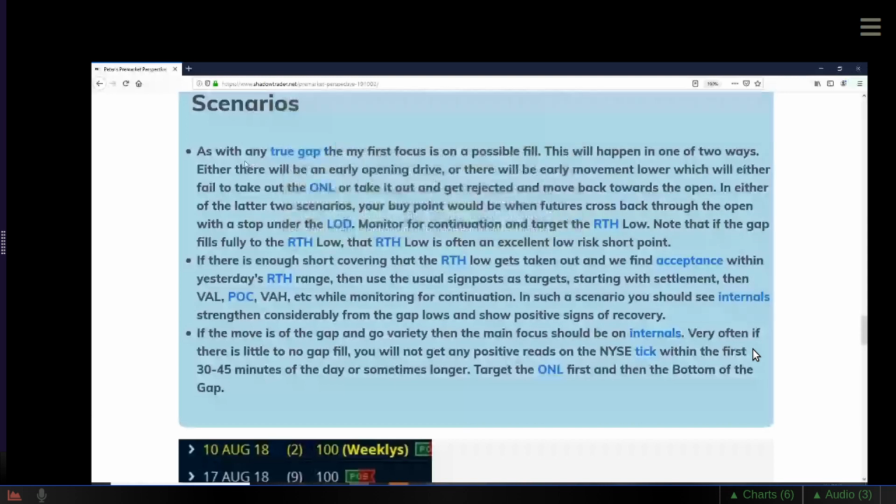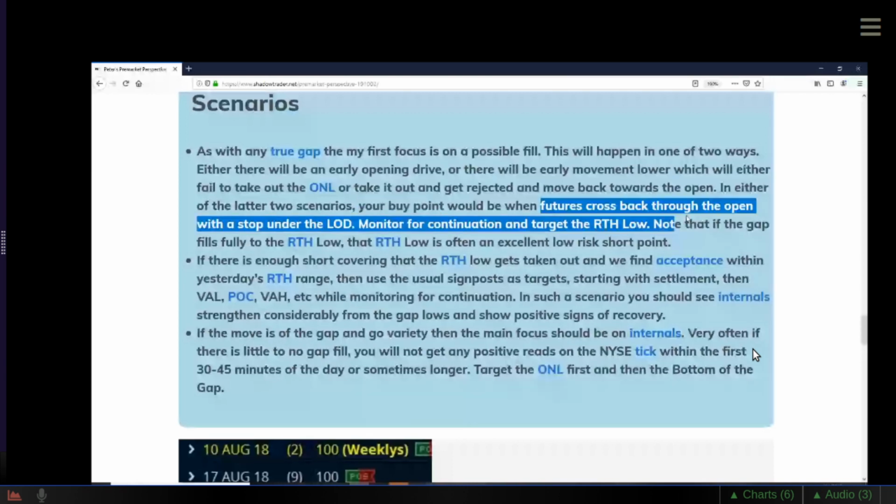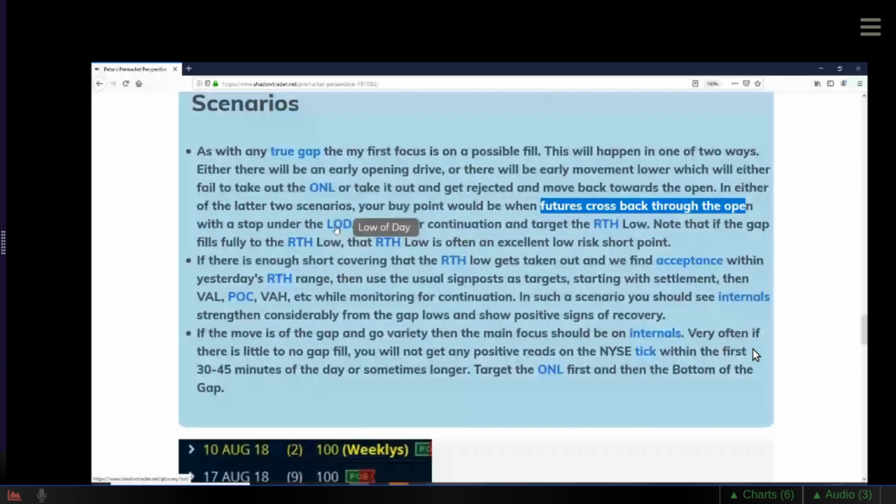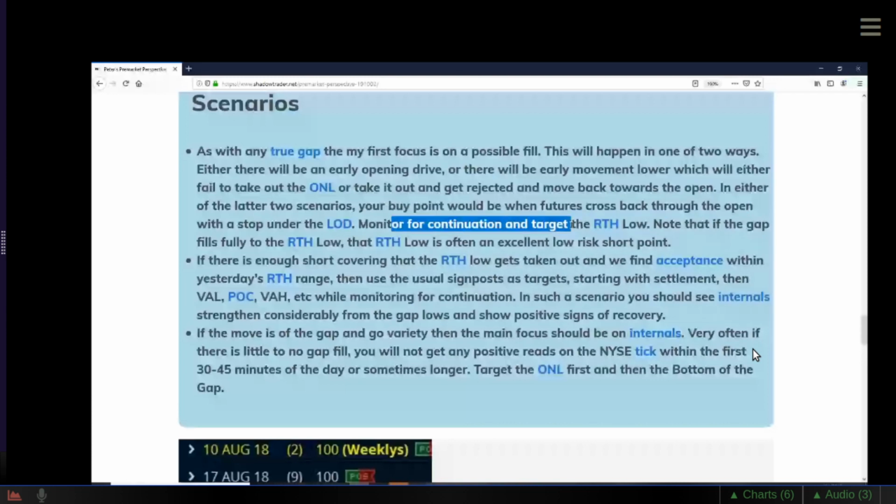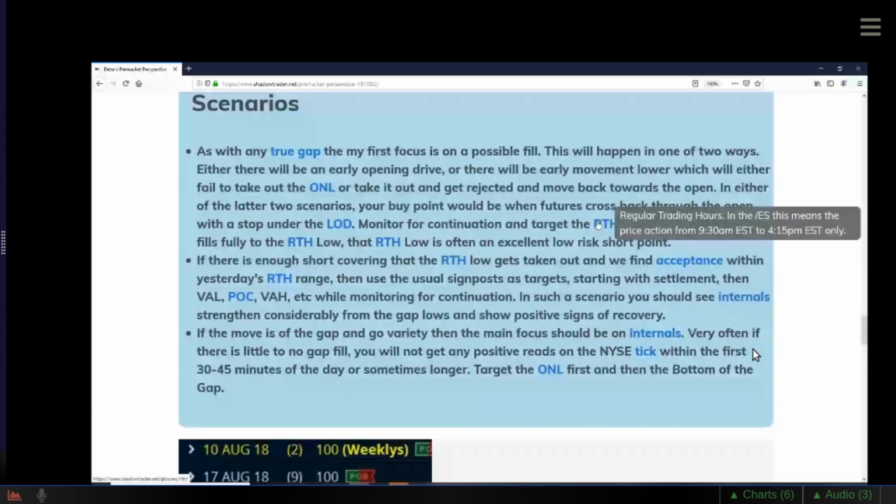As with any true gap, my first focus is on a possible fill. This will happen in one of two ways. Either there will be an early opening drive, or there will be an early movement lower, which will either fail to take out the overnight low or take it out and get rejected and move back towards the open. In either of the latter two scenarios, your buy point would be when futures cross back through the open with a stop under the low of the day. Monitor for continuation and target the RTH low, regular trading hours low, which would be yesterday's low.